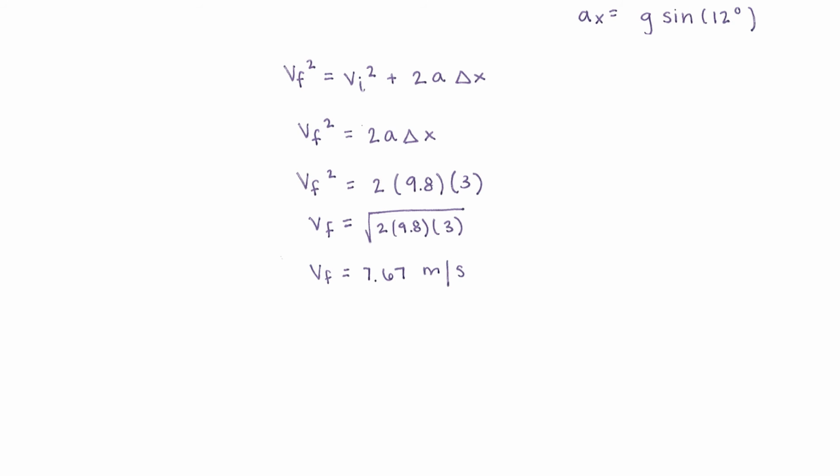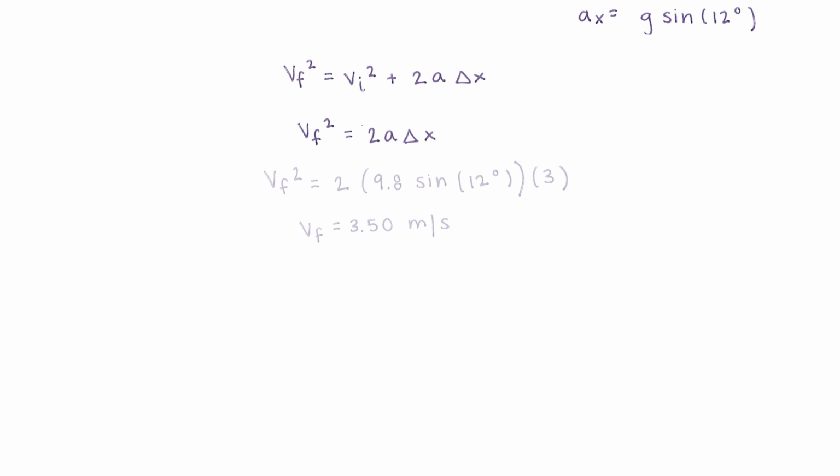Hold on. Wouldn't 7.67 be the velocity if the box was in free fall? Shouldn't we use the acceleration we computed before? You're right. In that case, the final velocity is 3.5 meters per second. Not as fast as if it was in free fall. Which makes sense. You want to try adding in friction to see how things change?